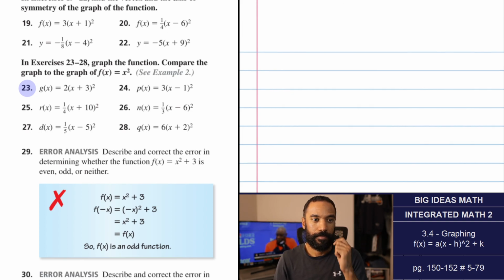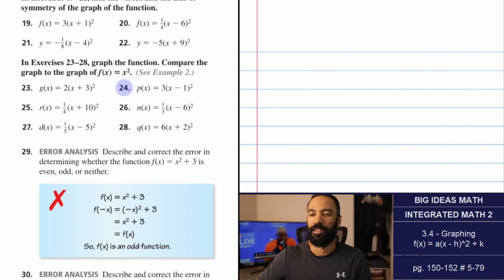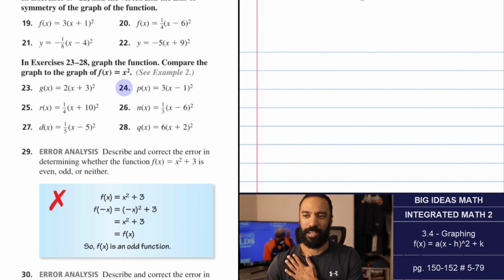Number 24. It hurts my back, I think from writing, because I have to extend out.